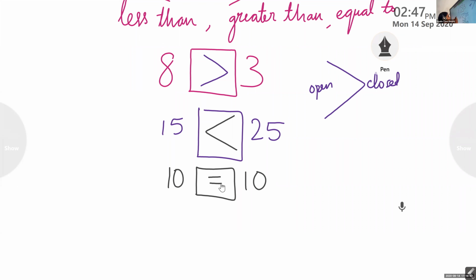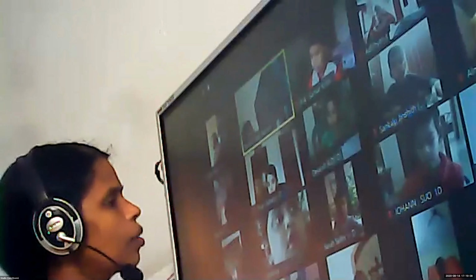So think about the bigger number. That side the mouth of the fish will be open. Understood? Are you ready to write in the notebook? Yes. So all of you please take your notebook and pencil, and take a fresh page.